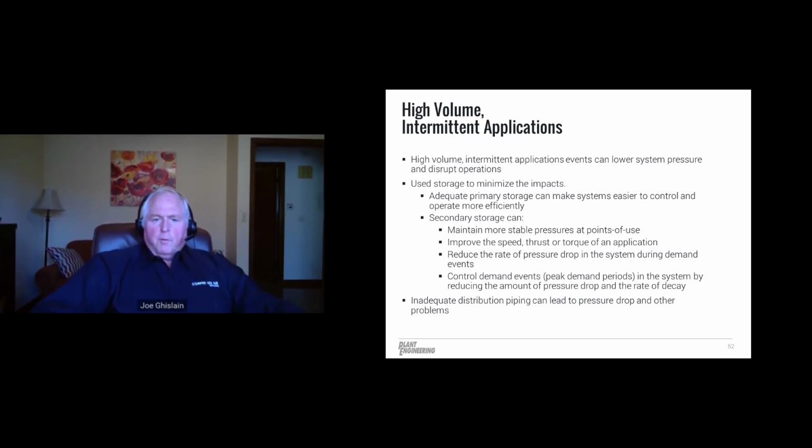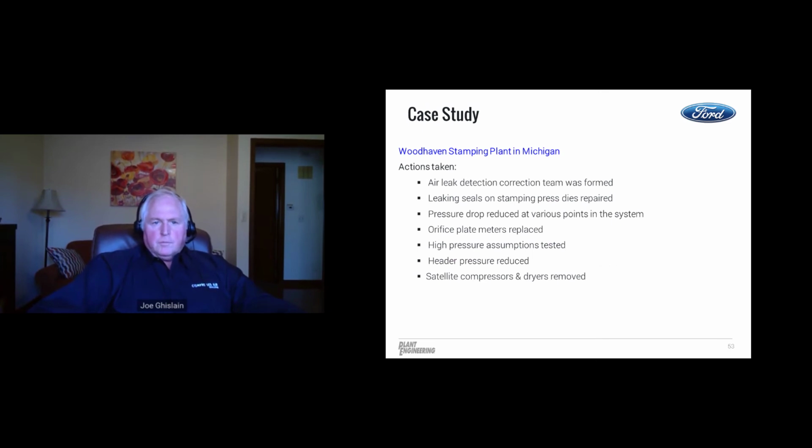And really the purpose of secondary storage is to take advantage of the time between that intermittent event happening, where you can use that to fill up the tank and handle the event. And then, of course, you have to be concerned about pressure drop in the system and other problems that can cause it too, because even if you put in primary storage and can't get the air there, it won't be effective. So Woodhaven, again, I had in the last one, but it's really the actions they were taking.